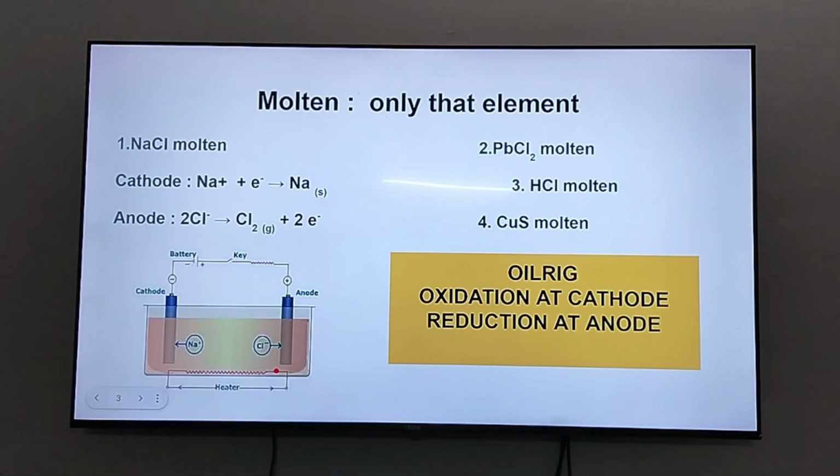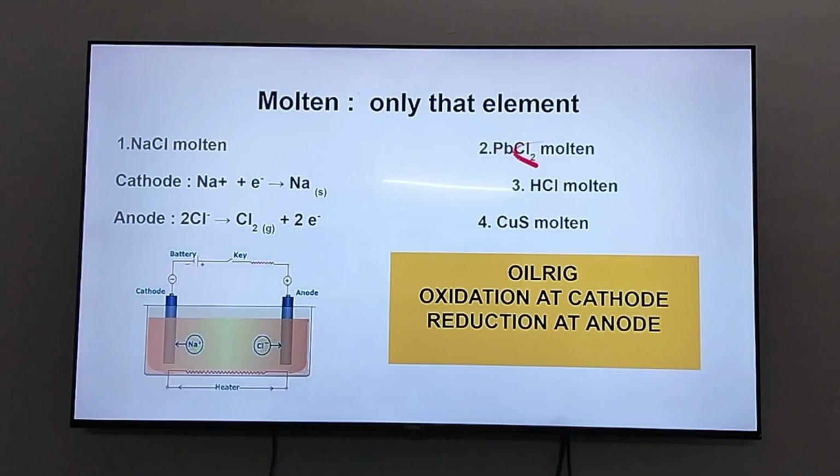Now, when there is a molten electrolyte, for example molten sodium chloride, only sodium and chloride ions are there. So, sodium ions go to the cathode. An easier way to remember is cations go to cathode, anions go to anode. Cations gain electrons, hence they are reduced to a metal. And an anion loses electrons, hence it gets oxidized to an element. Here chloride becomes chlorine.